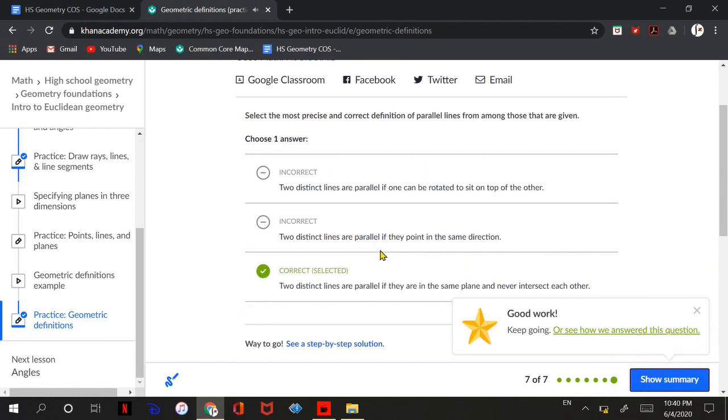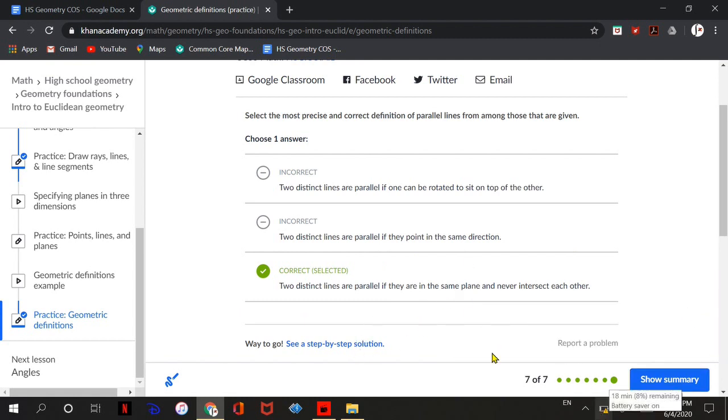Two lines are parallel if they are in the same plane and never intersect. That is the definition of parallel lines. Okay. 100%.